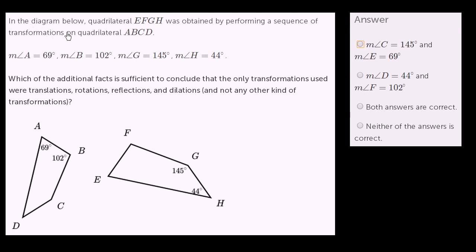In the diagram below, quadrilateral EFGH, so that's this one here, was obtained by performing a sequence of transformations on quadrilateral ABCD. And then they tell us the information that's already written here. Measure of angle A is 69 degrees. Measure of angle B is 102 degrees. Measure of angle G is 145 degrees. And measure of angle H is 44 degrees.